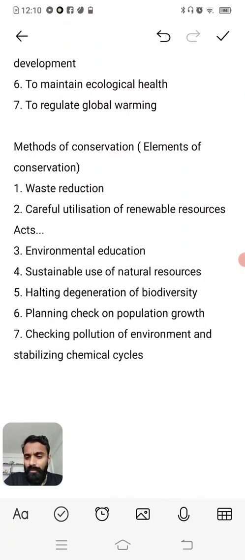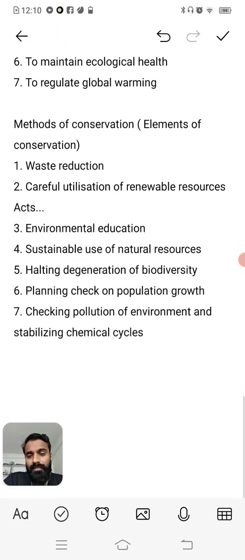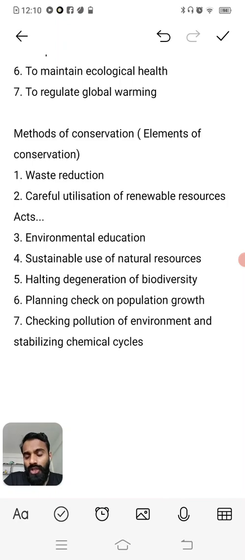Next is halting degeneration of biodiversity. Biodiversity has to be protected. The different species have to be protected. By protecting that, we are conserving the natural resources. Next is planning a check on population growth. When we put a check on population growth, automatically we are conserving natural resources, because as the population increases, the consumption of natural resources also increases. So in order to reduce the consumption of natural resources, we have to check the population.